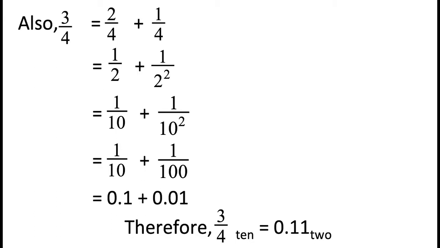Now, a clear fact is that any number in its own base is 10. So 2 in base 2 is 10. We'll be having 1 over 10 plus 1 over 10 squared. Now 10 squared is 100 because 10 times 10 is 100. So we'll have 1 over 10 plus 1 over 100. 1 over 10 is 0.1, plus 1 over 100 is 0.01. Therefore, 3 over 4 in base 10 is equal to 0.11, because if you add 0.1 plus 0.01, you have 0.11.